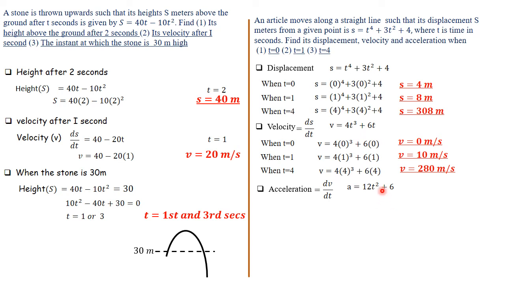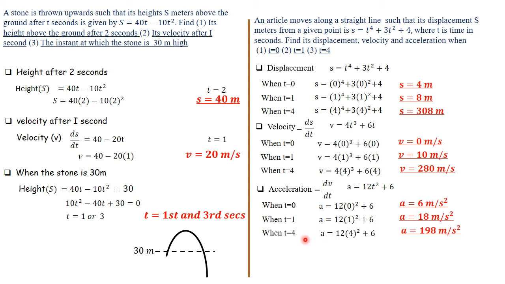And this one here is going to be used to operate the questions t equals 0, t equals 1, and t equals 4. Therefore, when t equals 0, put 0 where we have t in this equation, and the answer will be 6. So at time t equals 0, the acceleration is 6 meters per second squared. When t equals 1, put 1 where we have t in the acceleration time function, and therefore the answer will be 18 meters per second squared. And when t equals 4, again do the same thing, and you get your answer as 198 meters per second squared.